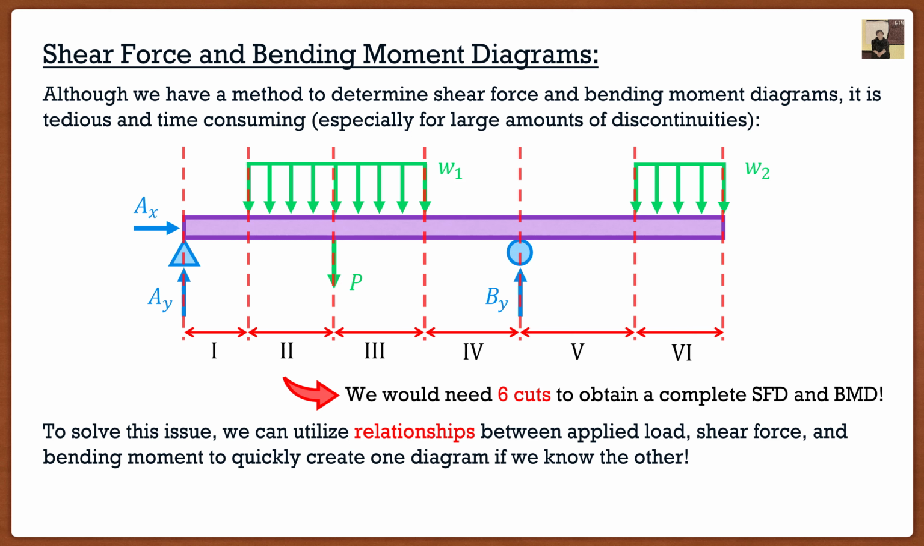Now, the reason why these relationships are so nice is that we don't need to cut the beam. And if we don't need to cut the beam, this means 2 things. One, we don't have to draw free body diagrams. That'll save us a lot of time. And the second one is we don't have to keep doing force equilibrium. Again, that'll save us a lot of time. It's one of those things that once we see the relationships, we can just look at this beam and we'll know exactly how it behaves.